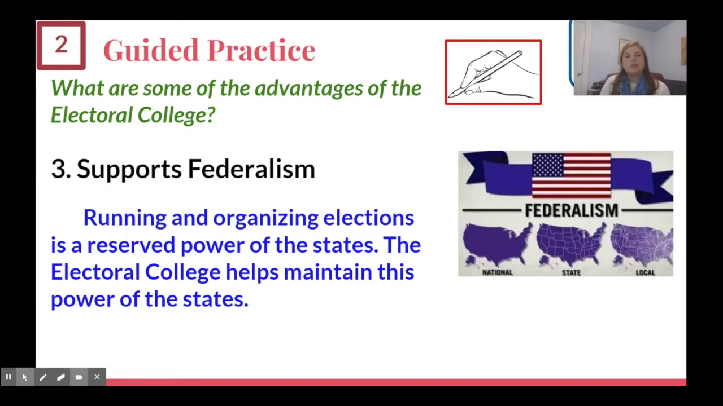Okay, so these are 3 great examples of some of the advantages of the Electoral College.